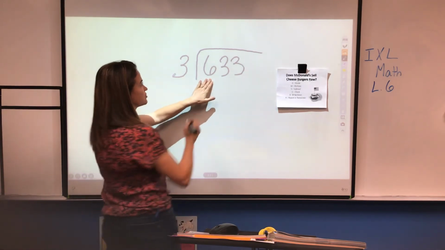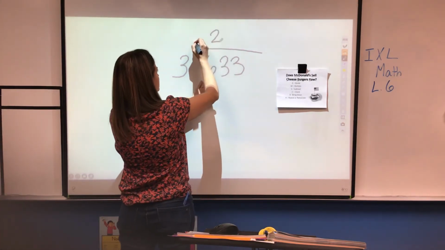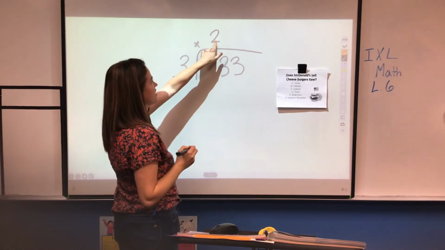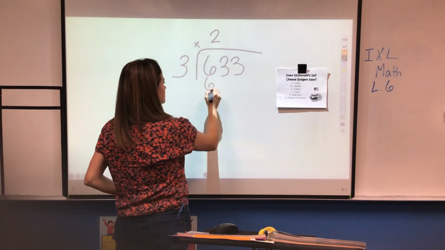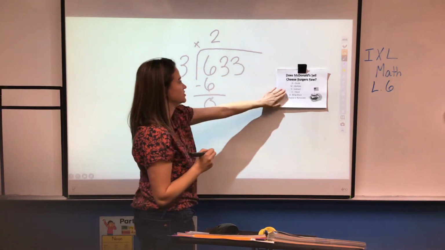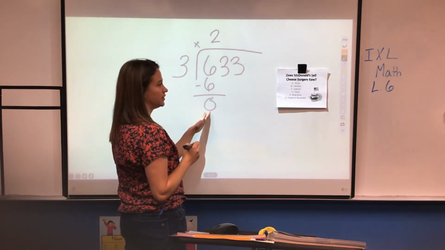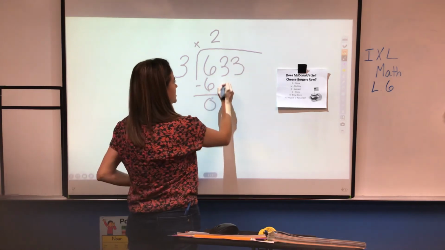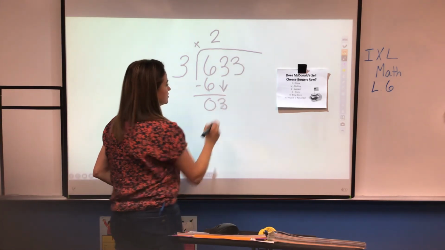Our first step is to divide. 3 goes into 6 2 times. You can put your little multiplication sign there if it helps. 2 times 3 is 6. Next step would be to subtract it. After we subtract, we check, can 3 go into 0? Nope, and I still have more numbers to bring down, so bring down your next 3.